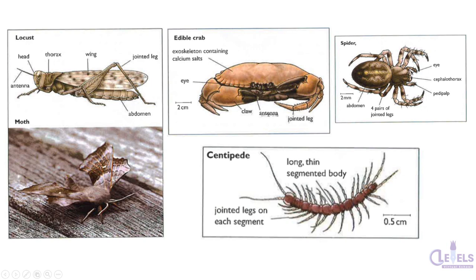Centipede having many segments. See each segment. This is a segment, this is another segment, and this is another one. And each segment has its own pair of limbs. Jointed legs on each segment.